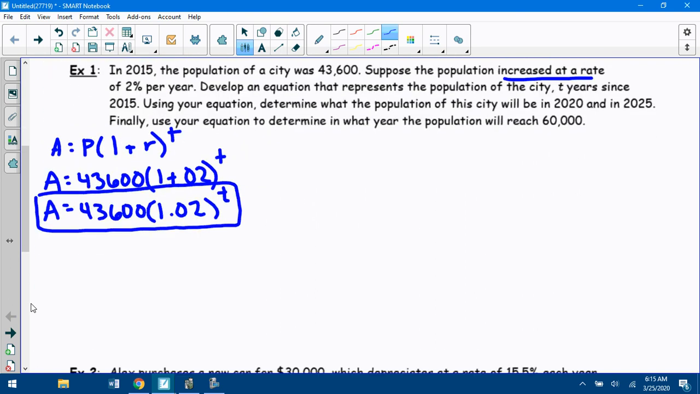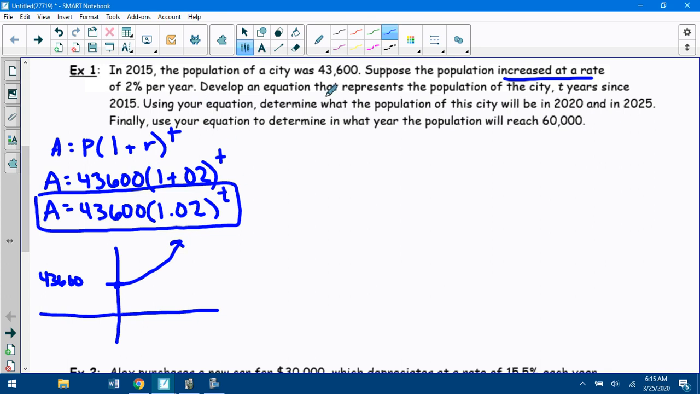So just to put it into perspective, we've got an exponential equation. Where would your y-intercept be? 43,600. And it's increasing at 2% per year, so the population is going to go something like that.